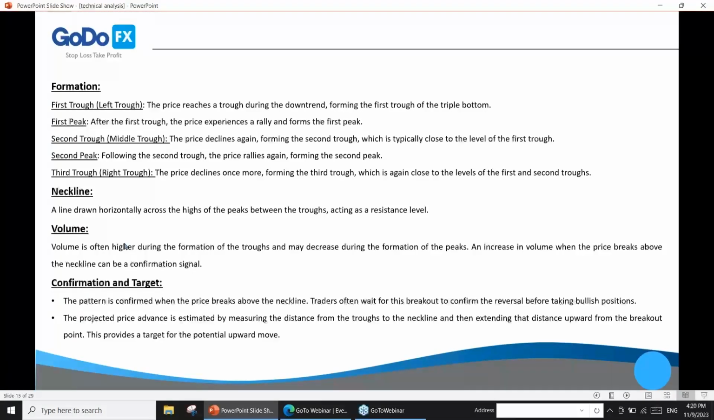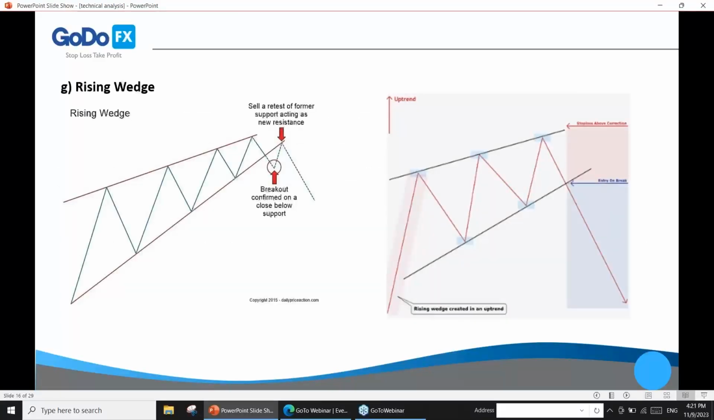So how are we gonna be confirming this pattern? When the price breaks above the neckline, traders often wait for this breakout to confirm the reversal before taking a bullish position. So the projected price advance is estimated by measuring the distance from the troughs to the neckline and then extending that distance upward from the breakout point, and this provides a target for the potential upward move. So similar to the others, we're gonna draw also our vertical line, do a copy paste to it to indicate our take profit.